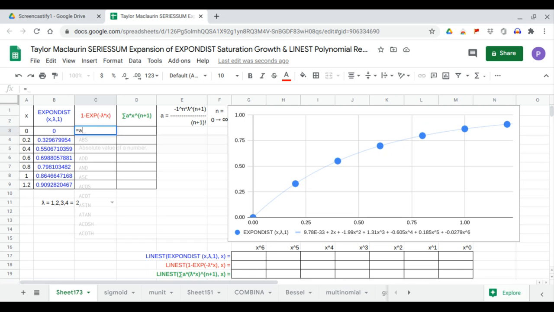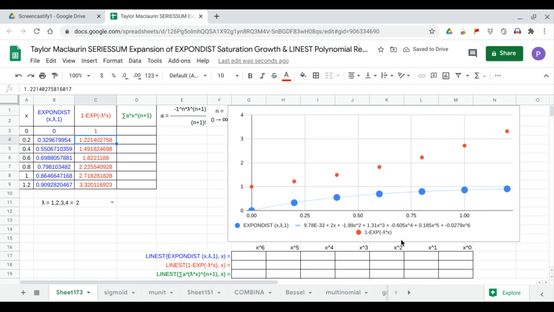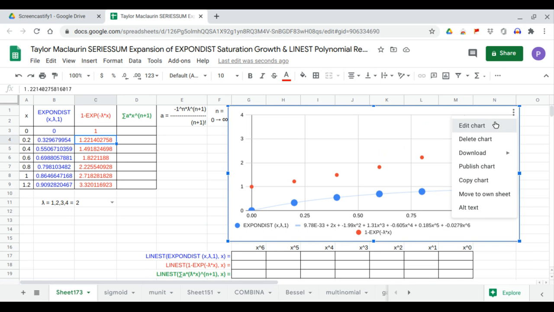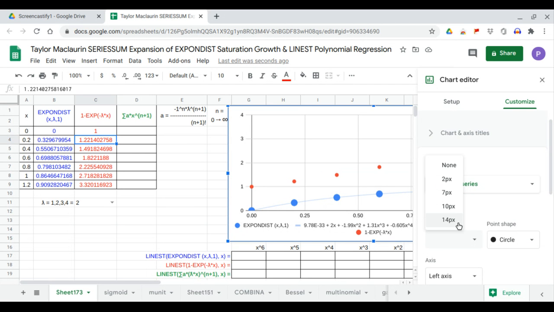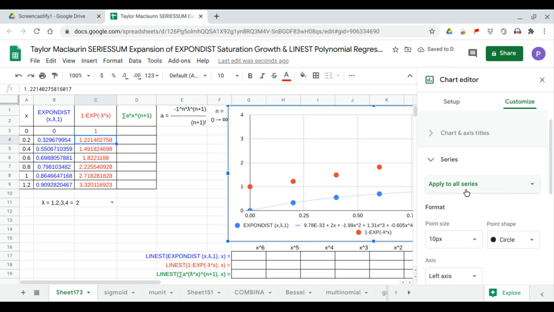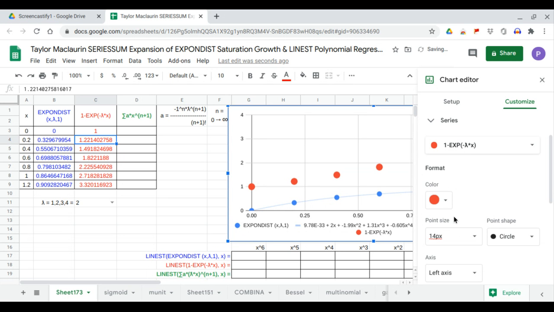Next, we continue with the equivalent in the exponent form. So we begin with array formula, exponent of the x values. Now there should be an equation. So we modify this, edit chart, show the series trend line. The point size this time will be, well, the EXPONDIST is 14. So we'll just reduce it to 10.